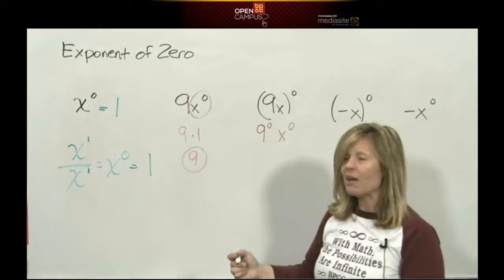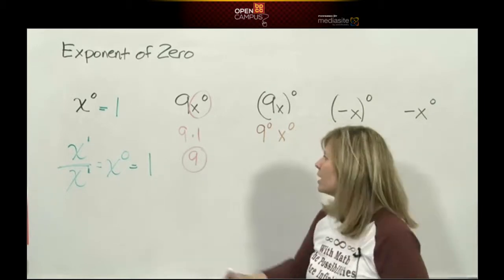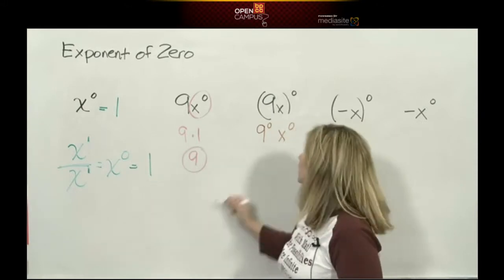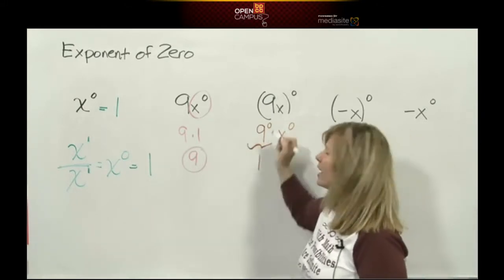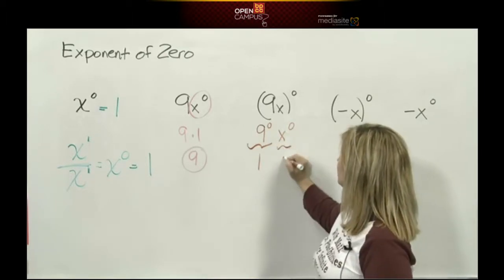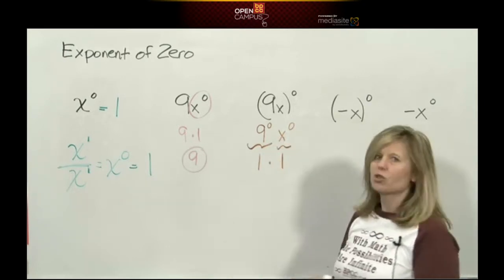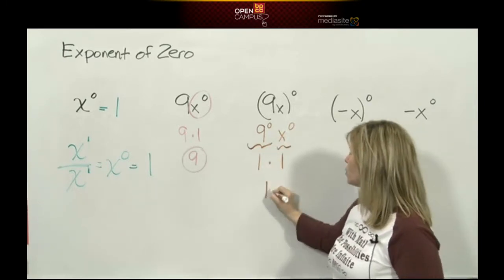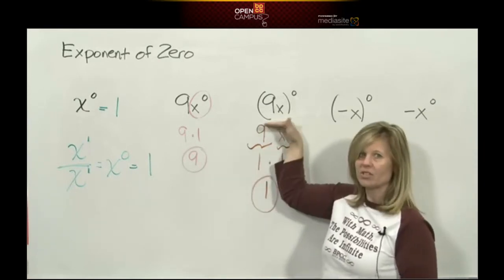Well, we just talked about this. Any base, letter or number, with a 0 exponent is always the value 1. So 9 to the 0 is 1. I can't write 9 0 times. The answer is 1. X to the 0 is 1. These two are connected by multiplication, those two terms. So 1 times 1 is 1. So everybody see how important parentheses are.